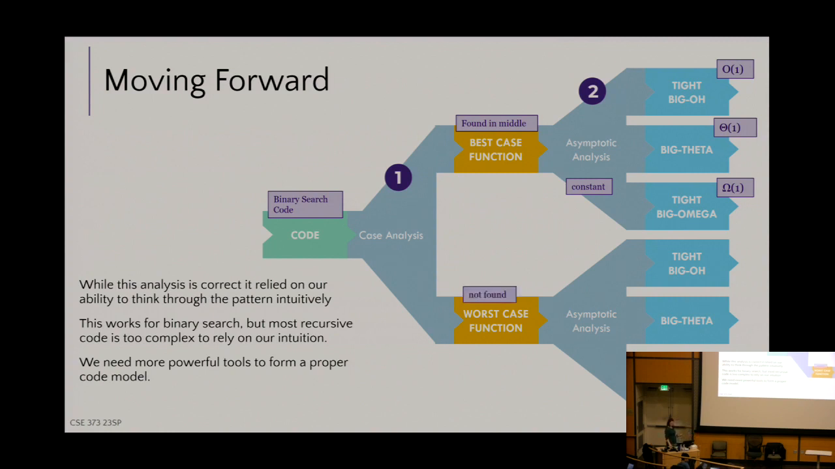Okay, great. So if we're not found, that means we have to run the whole thing all the way through. It's logarithmic growth rate. So we get O, theta, and omega of log n.